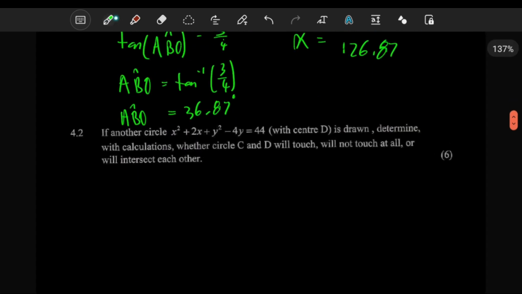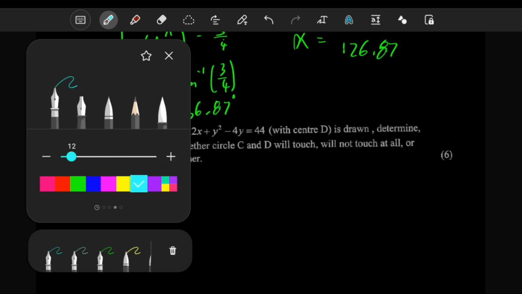4.2 for 6 marks. Oh wow, 6-mark questions. 6-mark questions are interesting, you know? These things are interesting. Don't lose 6-mark questions because you're going to cry.